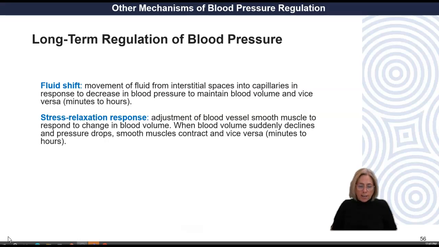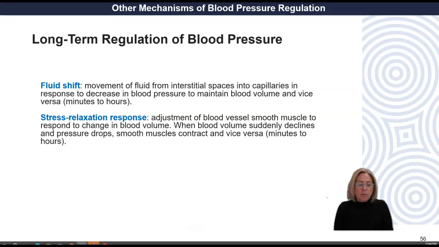All right, the other two mechanisms that are involved in blood pressure regulation are the fluid shift mechanism and the stress relaxation response. With the fluid shift, as its name suggests, fluid is moving. So there's a movement of fluid from the tissue fluid, so from the interstitial spaces, back into the capillaries in response to a decrease in blood pressure to maintain blood volume, and vice versa. So if there's an increase in blood pressure, you'd get movement of fluid out of the capillaries into the interstitial spaces. And again, this one takes kind of minutes to hours to have an effect.